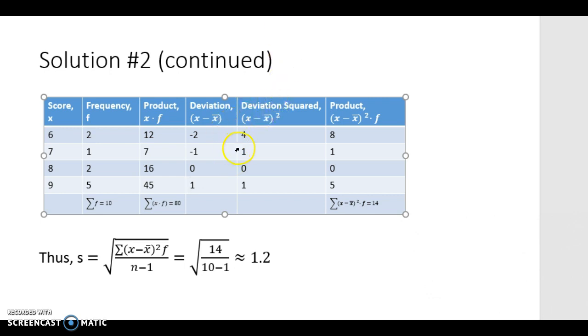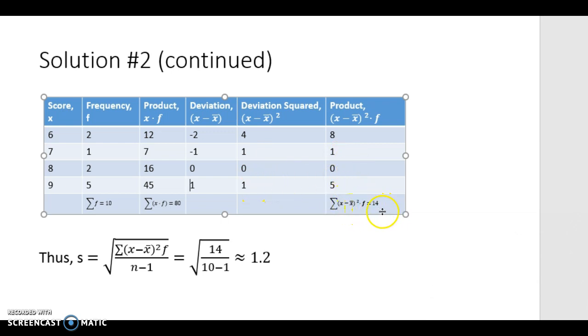And then the next thing I'm going to do is square those values, which I did just right here. And then I'm going to multiply each of those values by the frequency. So 4 times 2 is 8. 1 times 1 is 1. 0 times 2 is still 0. 1 times 5 is 5.